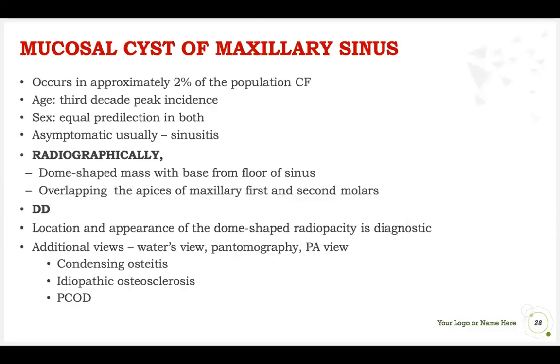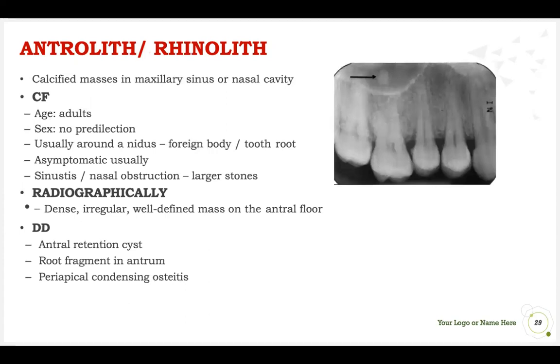False radiopacities is another important part of radiopaque lesions. Mucosal cysts of maxillary sinus occur in approximately 2% of the population. Radiographically, it will be seen as a dome-shaped mass with base from the floor of the sinus, overlapping the apices of maxillary first and second molars. Differential diagnosis, you need to differentiate it from condensing osteitis, idiopathic osteosclerosis, and periapical cemento-osseous dysplasia.